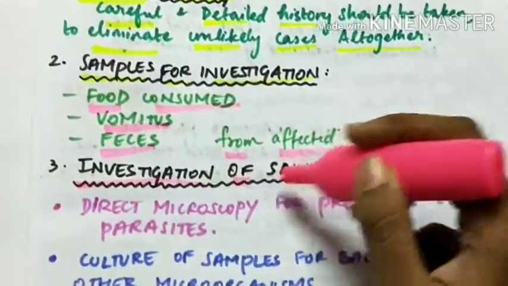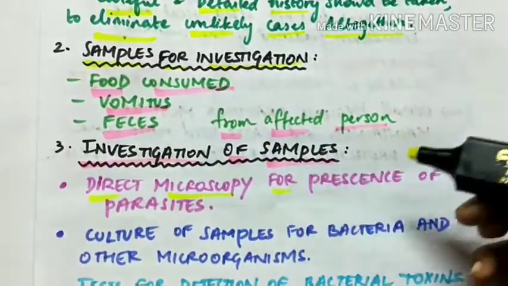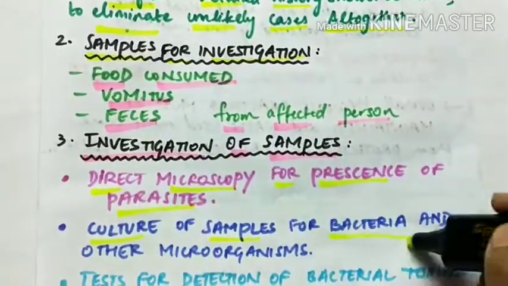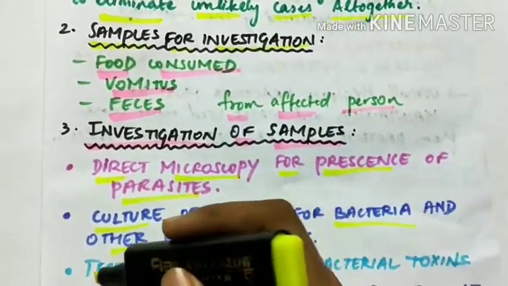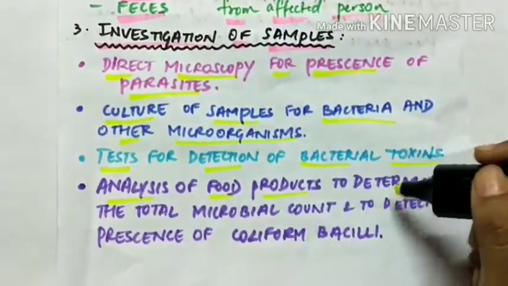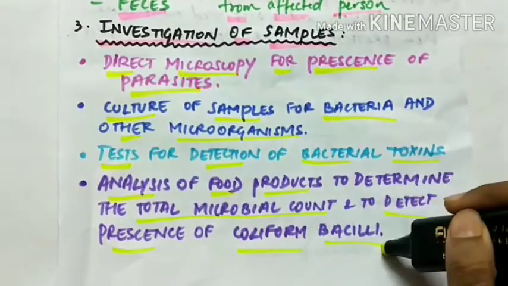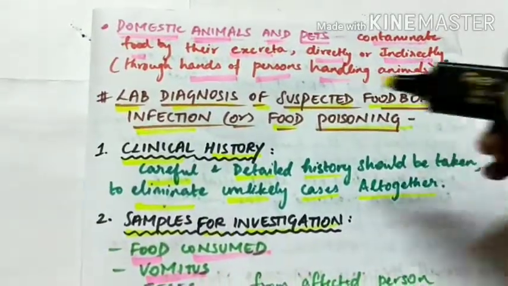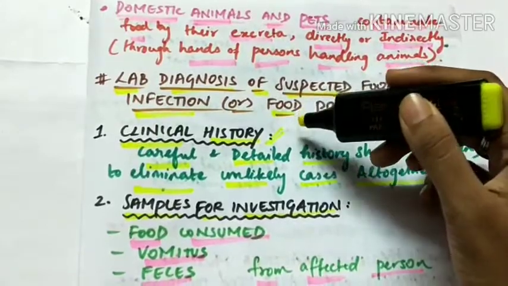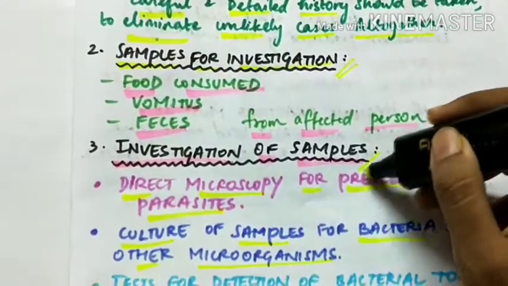Third step is the investigation of the samples collected. Direct microscopy is performed for detecting the presence of parasites. Culture of the samples for the detection of bacteria and other microorganisms. Tests for detection of bacterial toxins. Analysis of food products to determine the total microbial count and to detect the presence of coliform bacilli. The lab diagnosis of suspected foodborne infection or food poisoning includes three major steps. One is evaluating clinical history. Second is collecting samples for investigation. And the third is investigation of the samples collected.